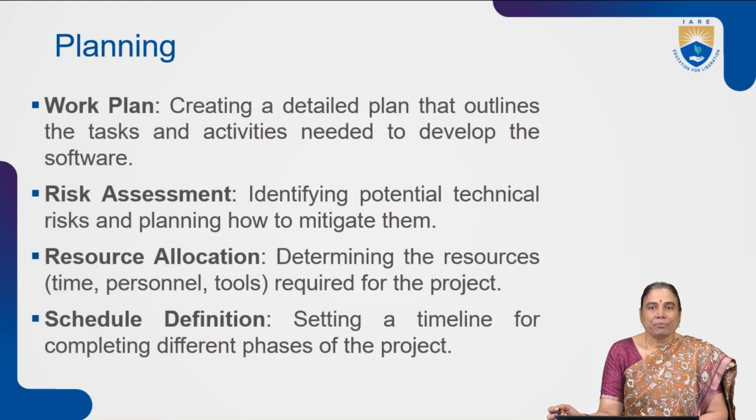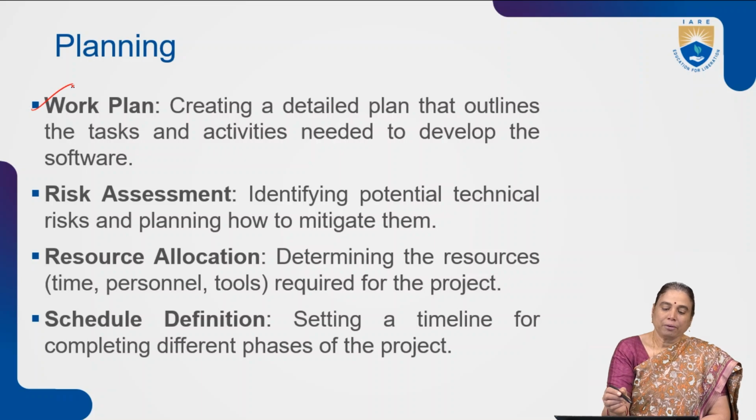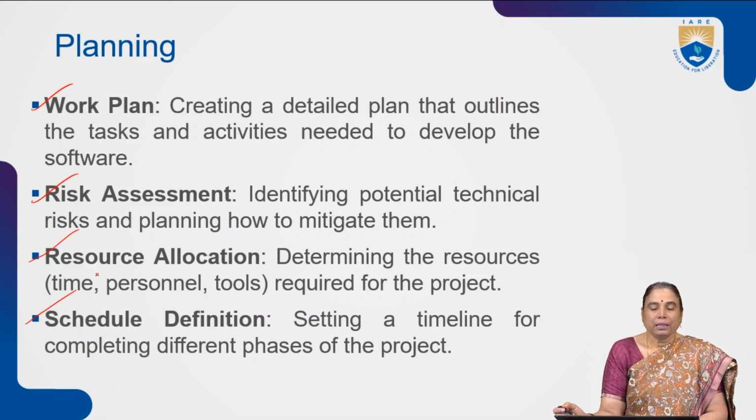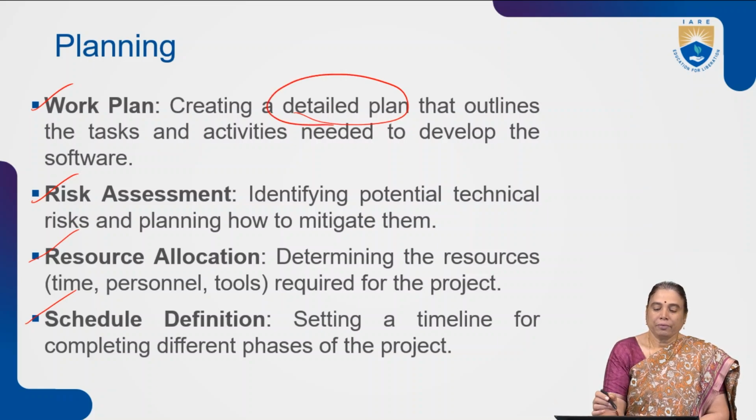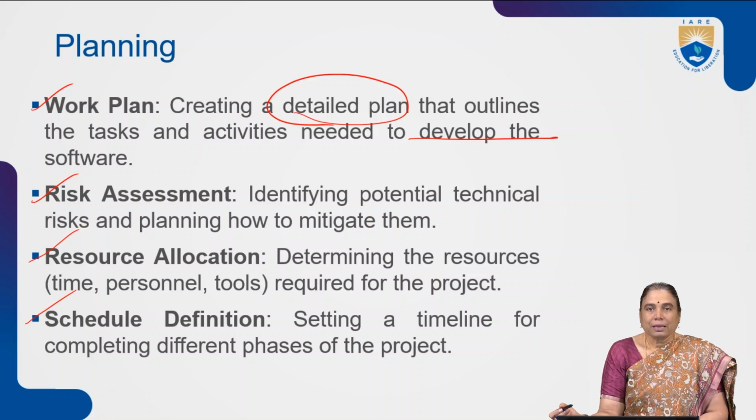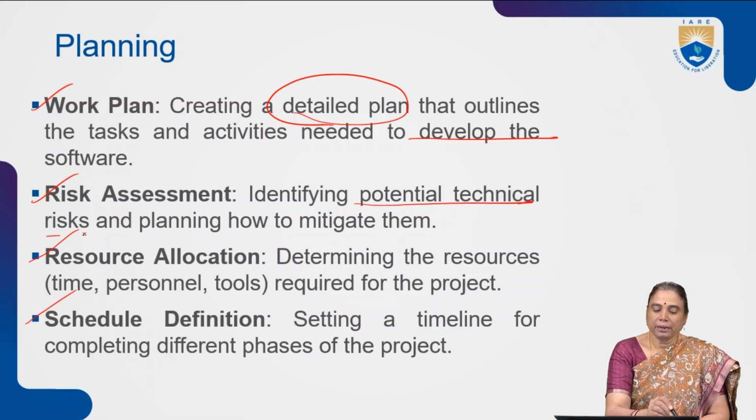The second major framework activity is planning, which involves 4 tasks. One is work plan, second one risk assessment, resource allocation and schedule definition. In the work plan, creating a detailed plan that outlines the tasks and activities needed to develop the software. In the risk assessment activity, identifying potential technical risks and planning how to mitigate them.